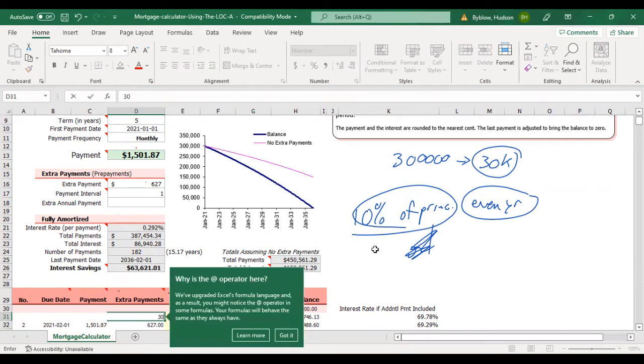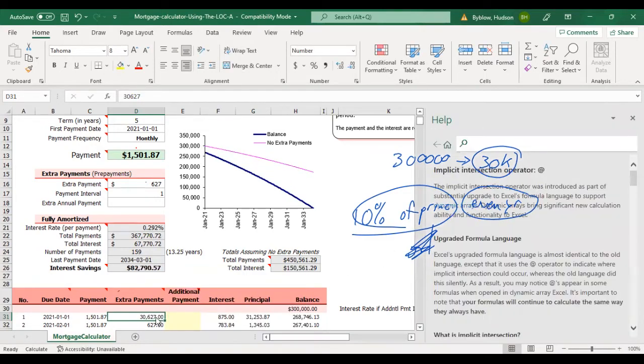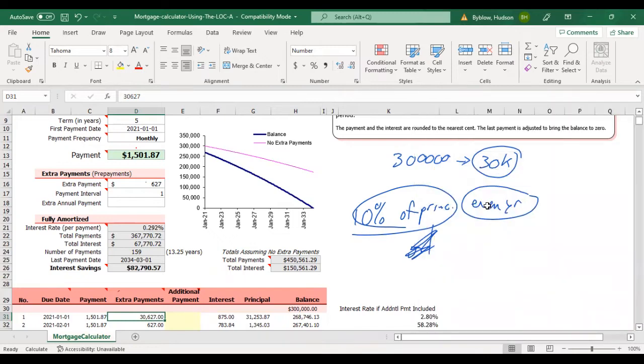So instead of 627 down here, we're going to have 30,627. Okay, there. So I just put in 30,627 on that one thing.